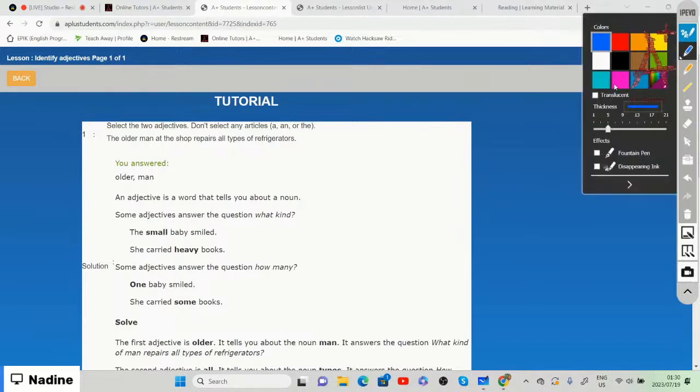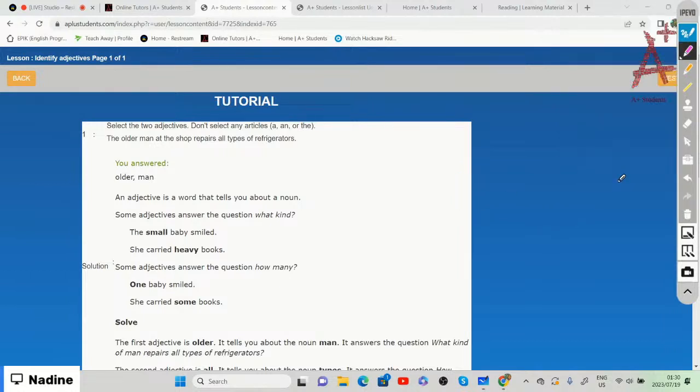All right, we are moving along. We need to select the two adjectives within the sentence, right? The two adjectives within the sentence. The old man at the shop repairs all types of refrigerators. So the old man at the shop repairs all types of refrigerators.